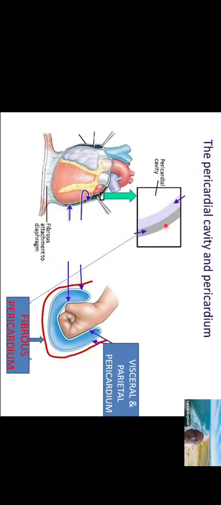This is fibrous pericardium. If we cut the heart and look at the example from here, this outside thing is fibrous pericardium. This is the visceral pericardium. This is the parietal pericardium. This one is the parietal pericardium, and this is the fibrous pericardium. Okay, and that is the wall.